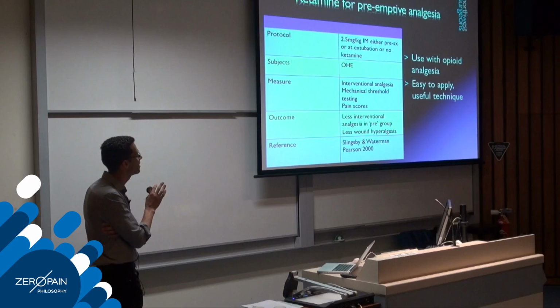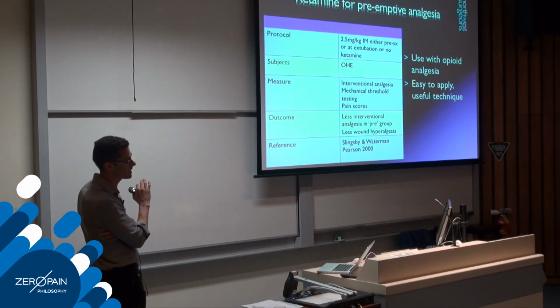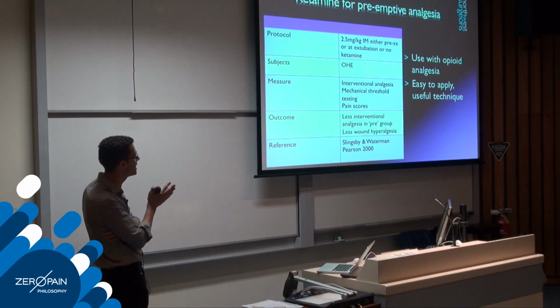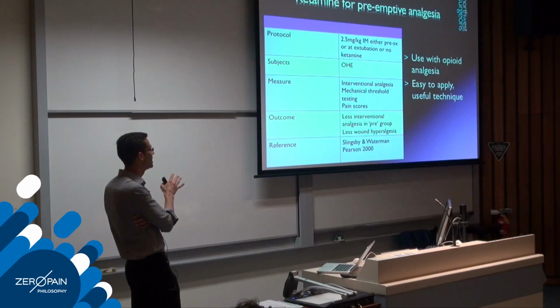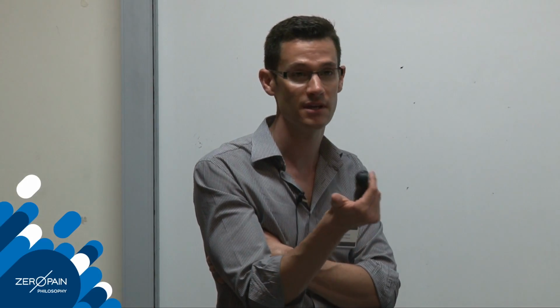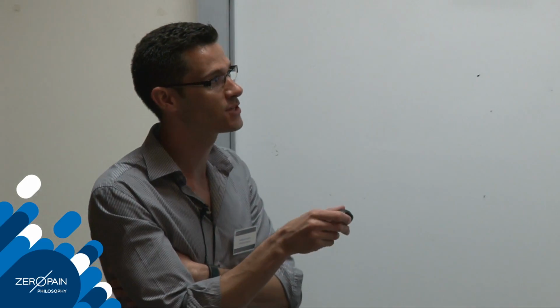Very similar study to the previous two, looking at either 2.5 mg per kg of ketamine IM either before surgery, at extubation, or no ketamine at all. And these were bitch spays. The measures were interventional analgesia, so they used a rescue analgesic of carprofen, mechanical threshold testing and pain scores. And they were able to document there was less interventional analgesia required in the pre-op group and less wound hyperalgesia in that group as well.